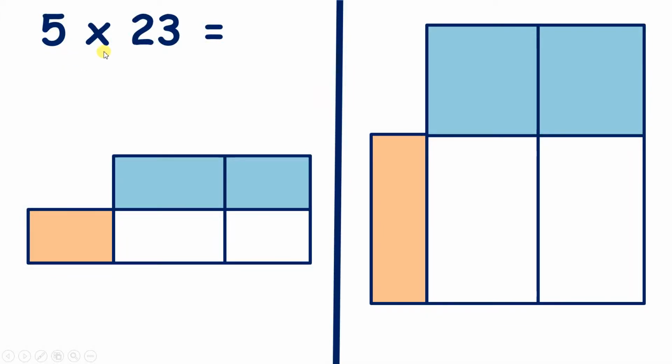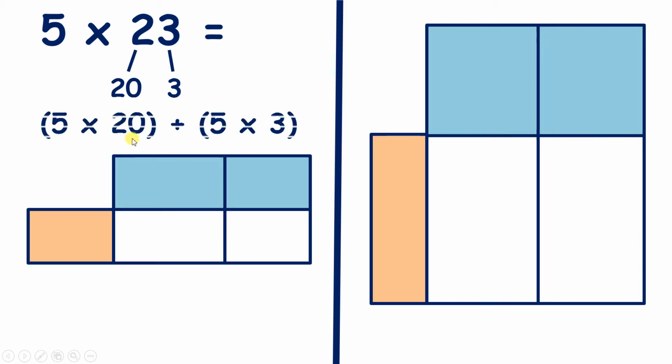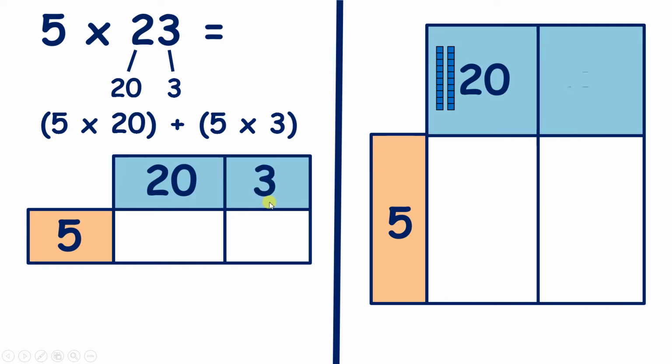We have 5 times 23. So we can partition 23 into 20 and 3, because we know how to multiply by 20, we know how to multiply by a multiple of 10, and of course we know how to multiply by 3. So now we need to work out 5 times 20, then work out 5 times 3, and then add up our answers. So we're multiplying 5 by 20 and by 3.